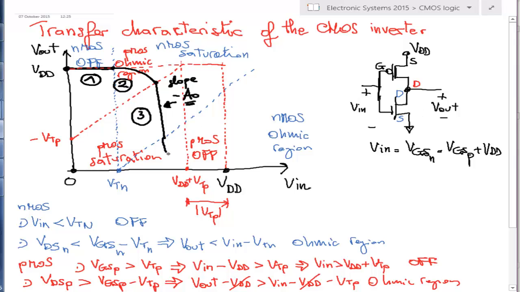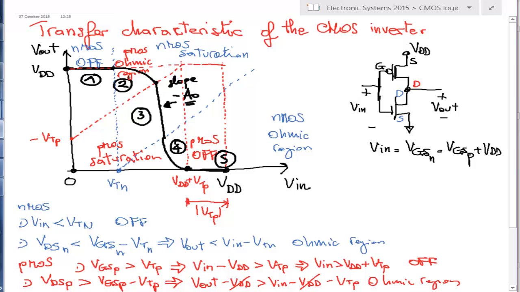So we start to go in this direction, and at some point here the PMOS goes off. This means that we have no current anymore from the supply voltage to ground, and therefore the voltage drop between the drain and the source of the NMOSFET is 0, and therefore V out is 0. So we close in this way. So this is 4 and this is 5. So we have drawn the complete line.